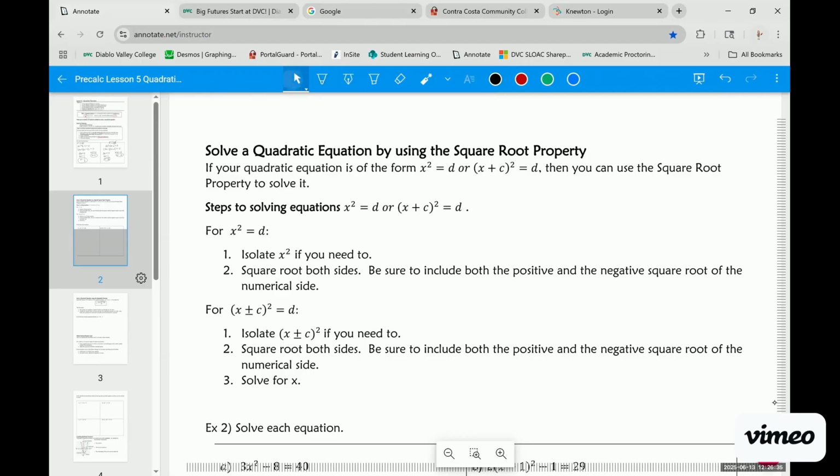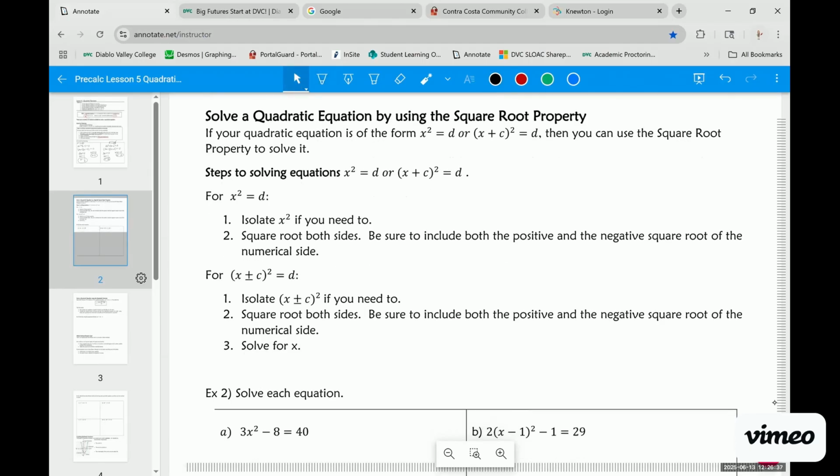So you can also use this thing called the square root property. And the square root property is pretty handy, but it only is handy in certain situations. Your equation has to be in a particular form in order for the square root property to work. And the square root property basically just tells us that if you start with x squared equals a number, then x will be equal to both the positive and negative square roots of that number. That's what the square root property tells you.